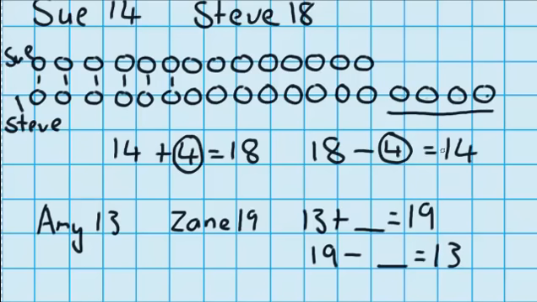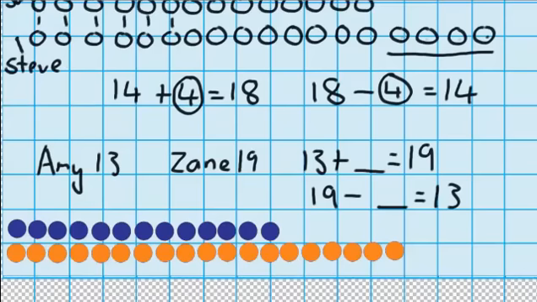Let's just check that now using some counters. So this time I've decided to use some actual counters rather than my drawings, and you can see that this top row of counters here represents Amy's 13 counters, and this bottom row here shows Zane's 19 counters. And you can see, just like last time, I've been very careful to line up the counters on top of each other. It's very important when we're comparing the amounts of counters.